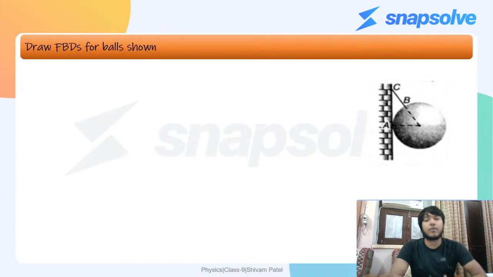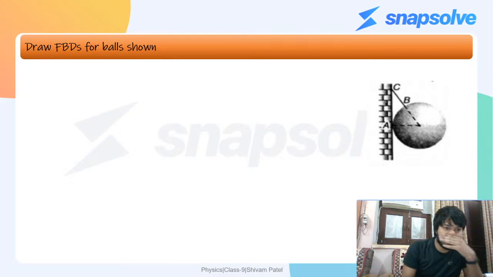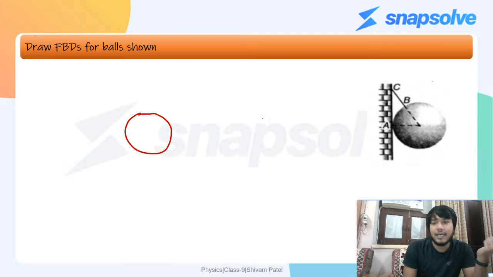Let's say we talk about this thing. There is a ball which is hanging like this, taking support from the wall, and there is a string attached to it, and you have to draw the free body diagram for the ball in the figure, right? So again, let's try making this thing. Let's say this is the ball, right? Mass of the ball is not given. Let's assume it to be m.